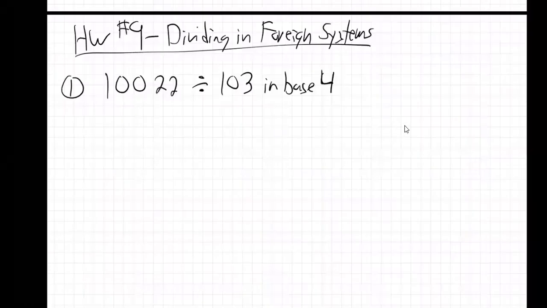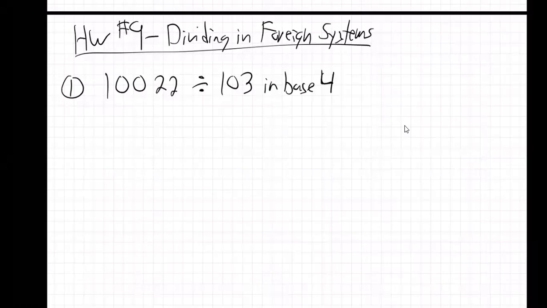Here we go. So we're dividing 10022 divided by 103 in base 4. We're at the pinnacle here. We have done everything in foreign systems, haven't we? We started back with Roman numbers, which you kind of already knew, and converted those back and forth. And then we did Mayan, which was new to you, I'm sure, and that was base 20.